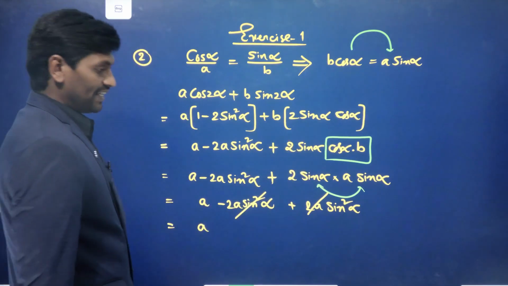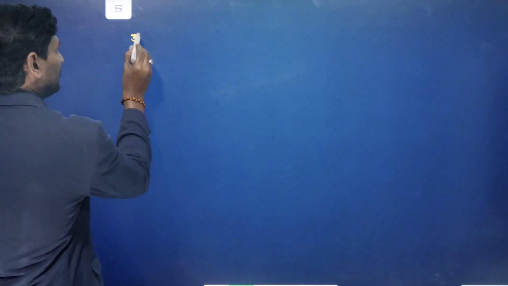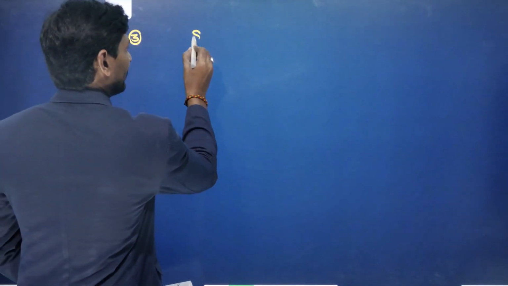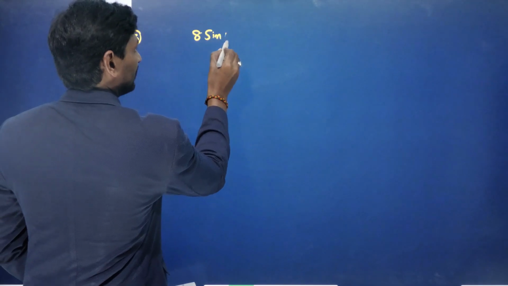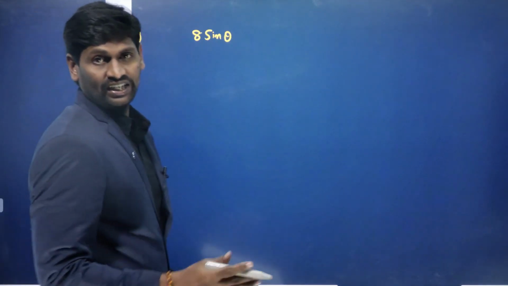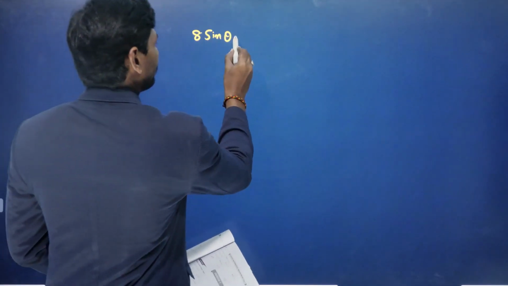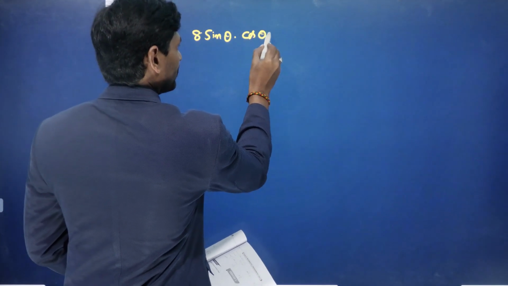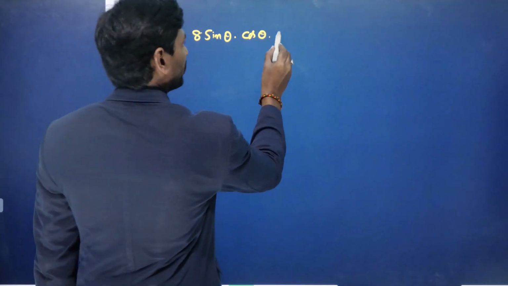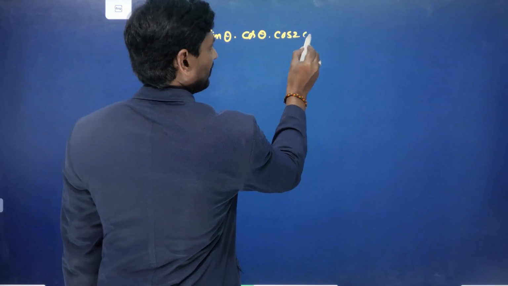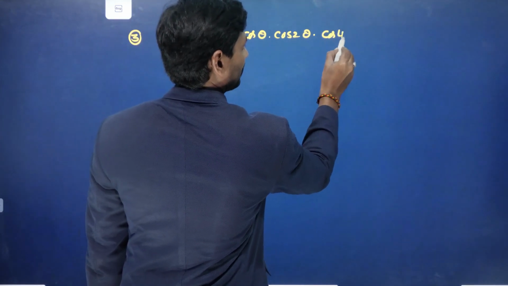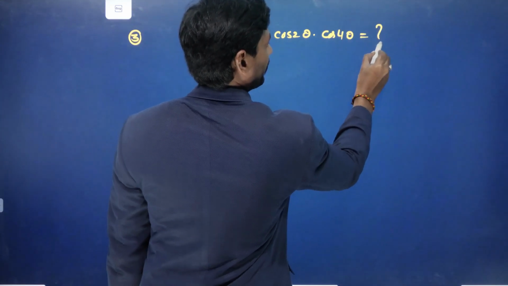So let us go to the next problem. The third question is given that 8 sin theta cos theta cos 2 theta cos 4 theta. This time the angle is given in theta. Very, very important question.